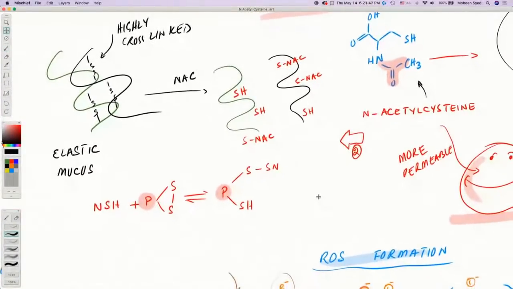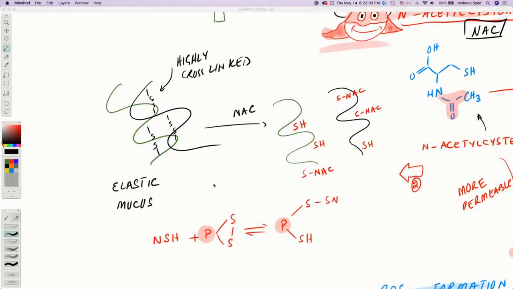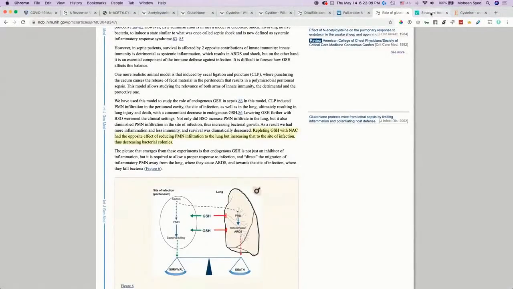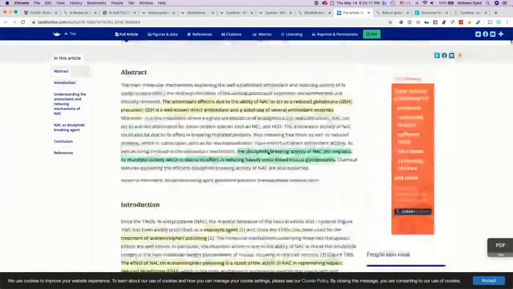So here, NAC was used in the past as a mucolytic in respiratory infections or respiratory diseases. For example, cystic fibrosis. What happens is that here, if you look at it, and this is a study as well, that study is, yeah, here. So I've kind of redrawn this picture. So this is the study.